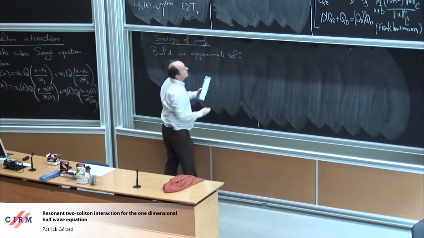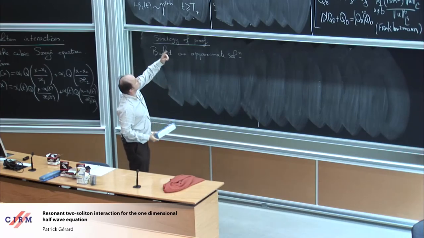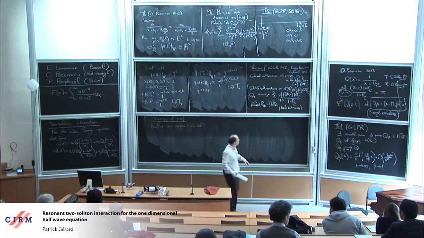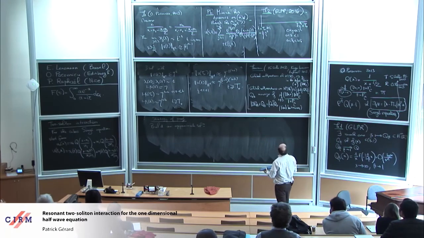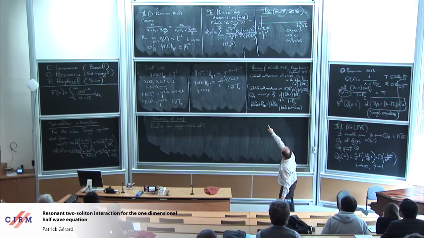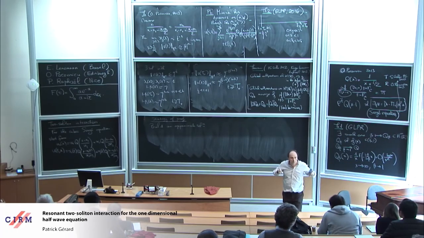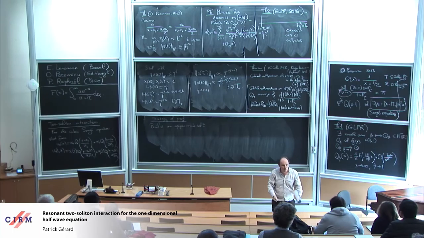Which starts with this expression I wrote here. No, where did I write it? I don't remember. Yes. U of t,x equals sum of e to the i gamma j, etc. To find this. But if you plug this into the equation, you have very terrible nonlinear terms.